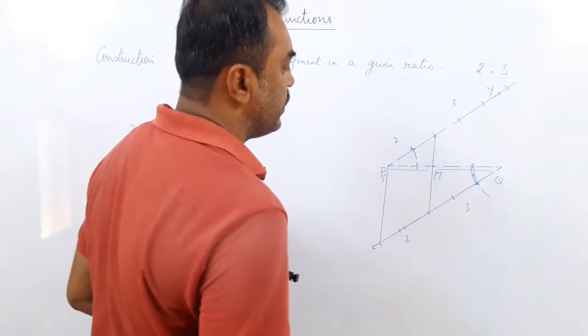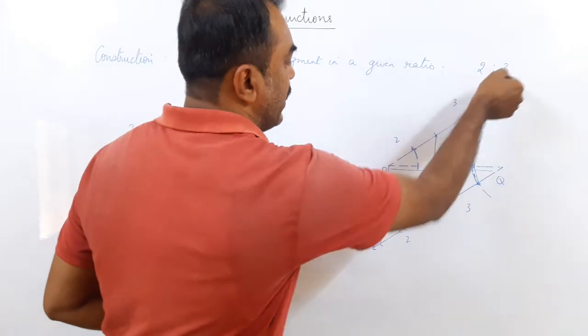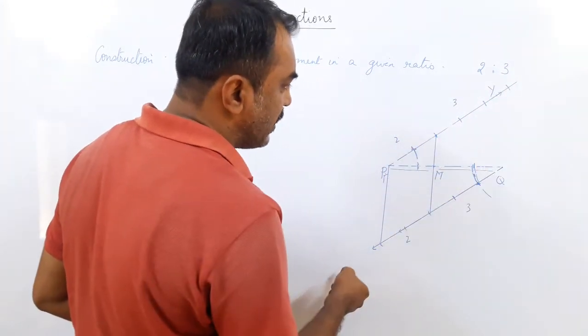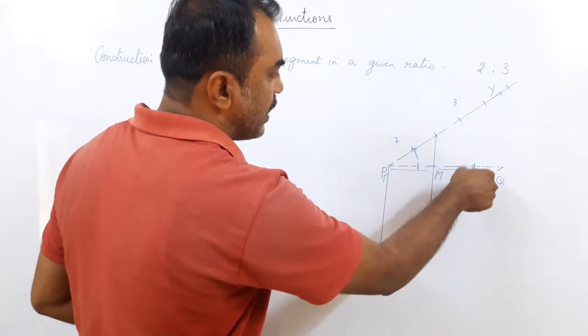We draw a line segment PQ. I drew a ray at any angle. With the same alternate angle, I drew a parallel line. I put 5 cuts here.